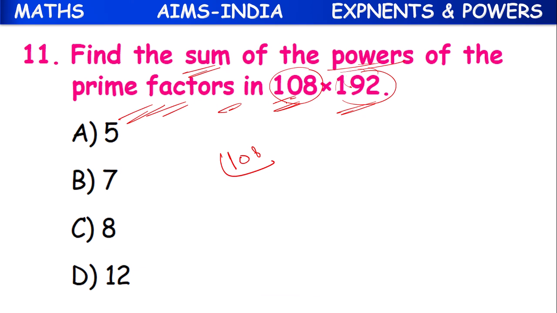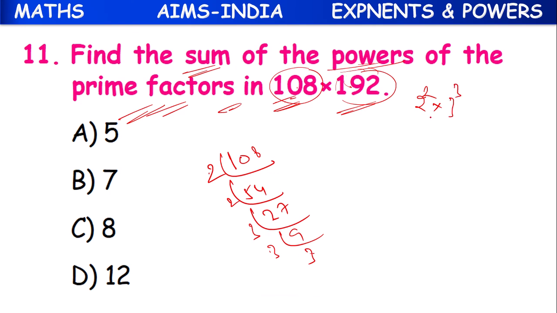108 can be written as a product of prime numbers: 2 into 54, 2 into 27, 3 into 9, 3 into 3. So 108 can be written as 2 repeated 2 times and 3 repeated 3 times.